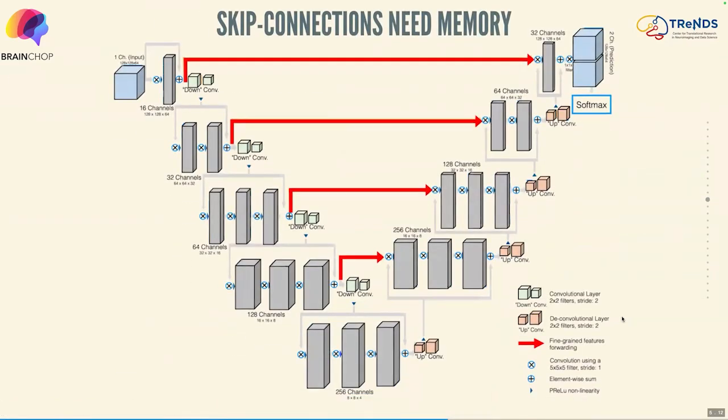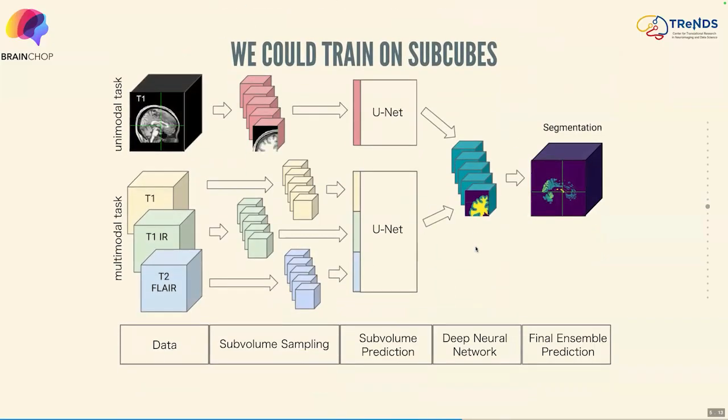Skip connections need memory when you run the model. Even though you already computed this branch, you will never go back in computation. Everything that you've computed, all of the activations, must stay in memory because they will be added at the end. And so the memory footprint is huge.